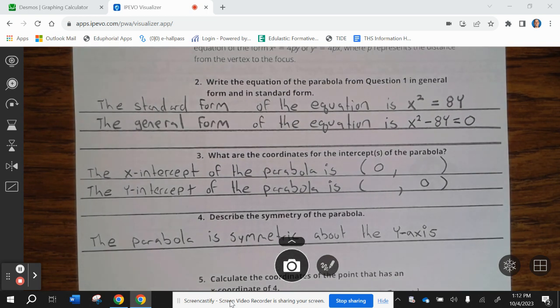Write the equation of the parabola from question 1 in the general form and in standard form. The standard form of the equation is x squared equals 8y. The general form of the equation is x squared minus 8y equals 0.